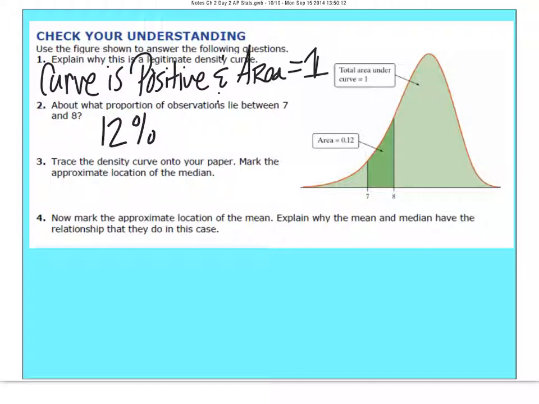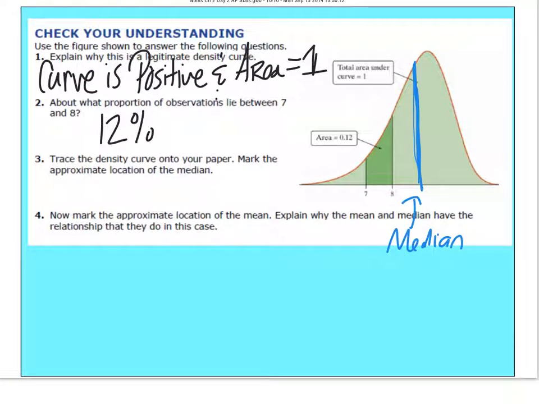Number 3, trace the density curve and mark the appropriate location of the median. Where do you think about half of the data is going to sit on here to the right and to the left? Now, if you look at my drawing, I think the median's about right here. So about 50% of the data is here to the right and 50% is here to the left.